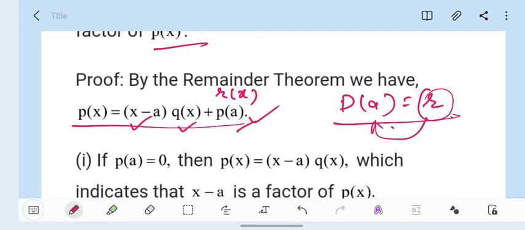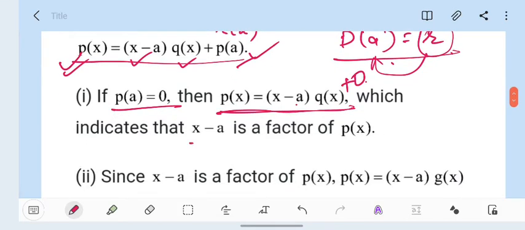Now the first condition was, when p(a) equals 0, then what will happen? Substitute the value of p(a) in the given algorithm. So we have p(x) equals (x minus a) into q(x), because p(a) becomes 0. That means when the remainder is 0, it is obvious that p(x) gets divided by x minus a. That becomes the complete factor here. So x minus a is a factor of p(x). The first part is proved.